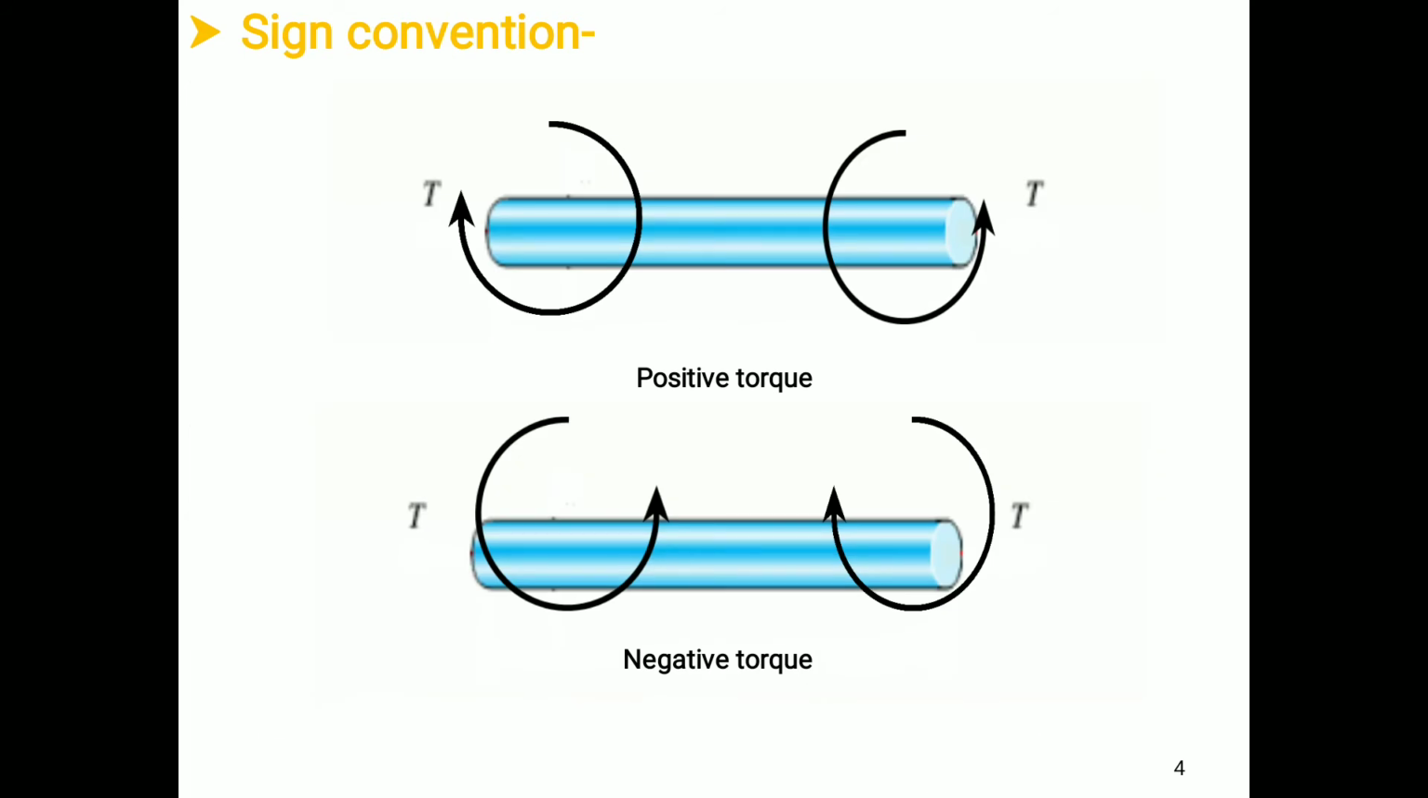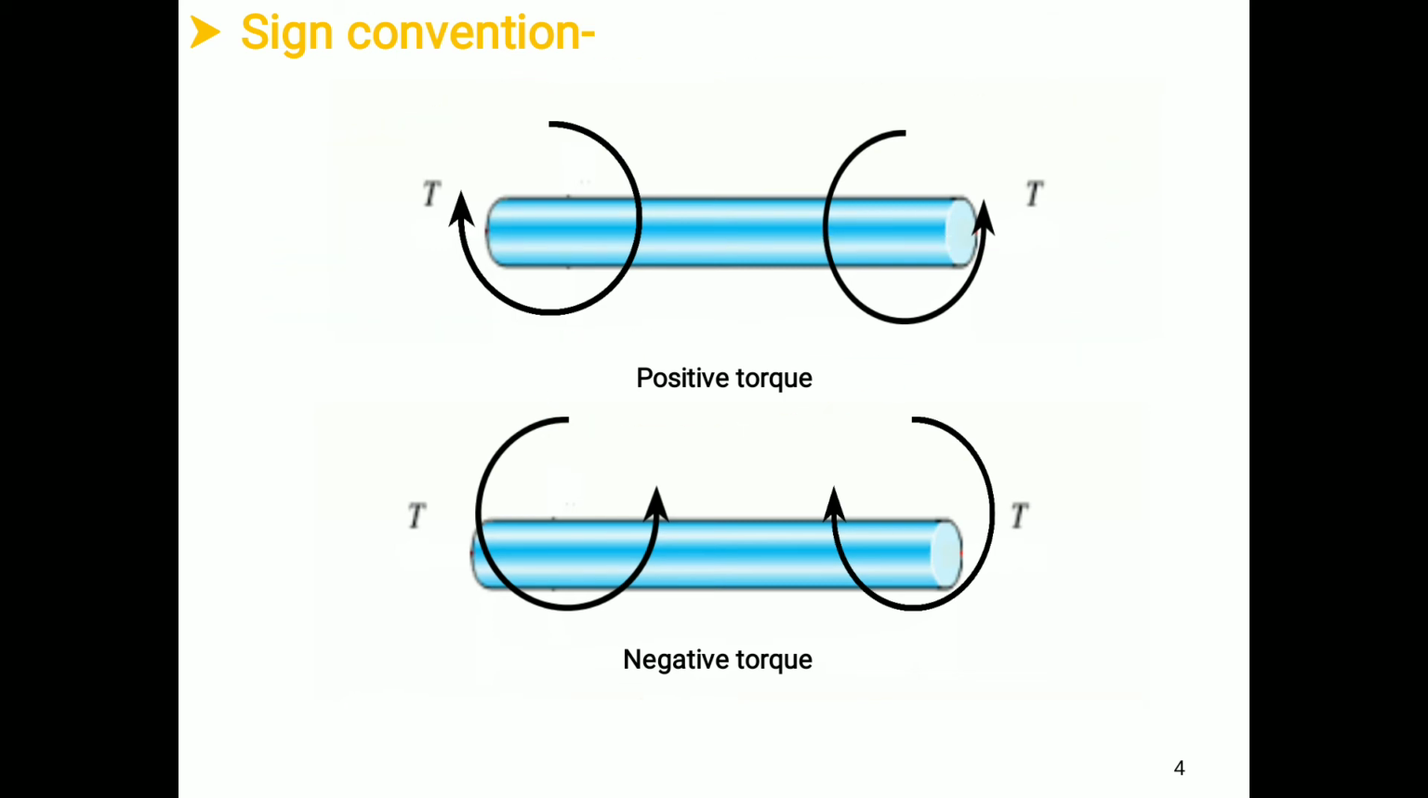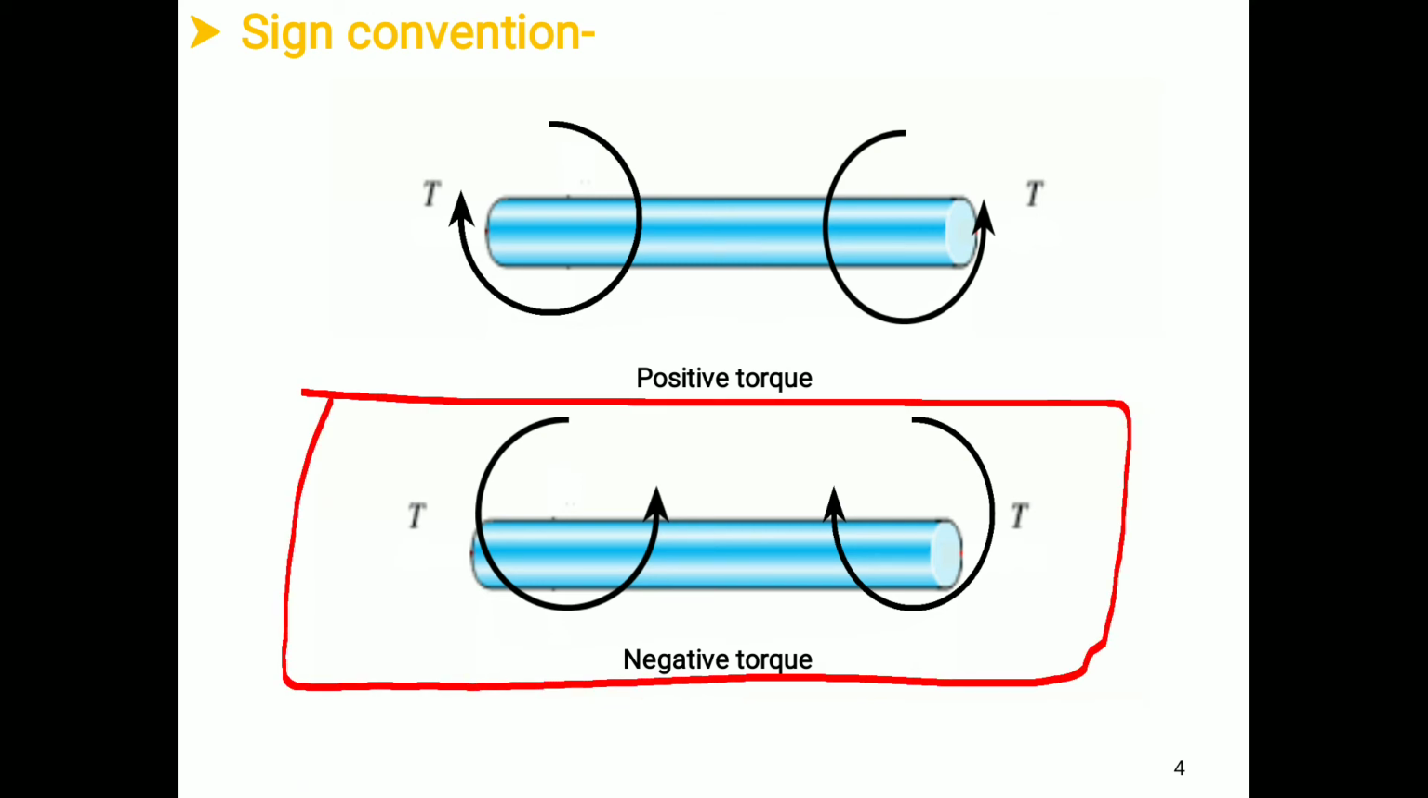Now we will move to the sign convention which has to be followed for torsion. If we apply the torque at both ends in this manner, then we have to consider a positive torque. In this manner means one end is subjected to anti-clockwise torque, whereas this end is subjected to clockwise torque. If we apply a torque in this manner, then we consider it a positive one. If we apply the torque in this manner, then we have to consider a negative torque.